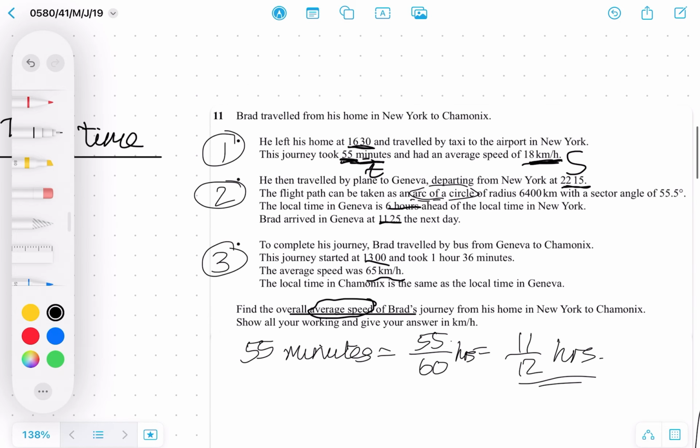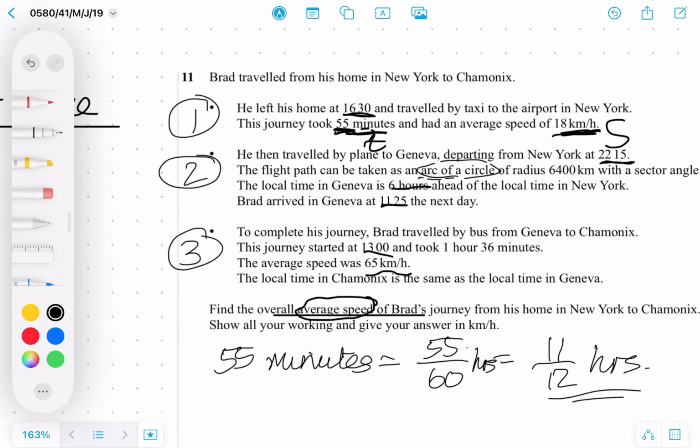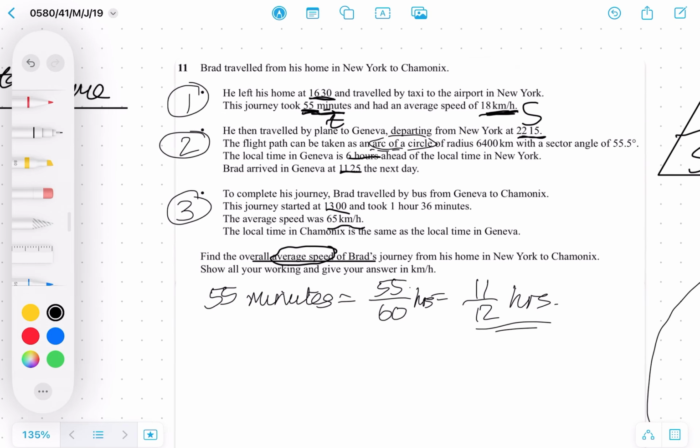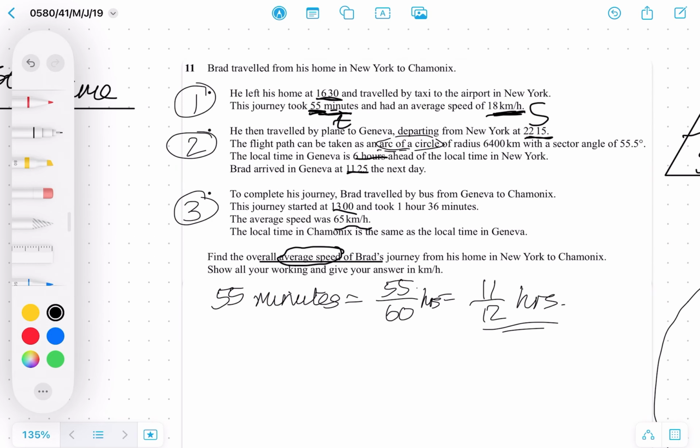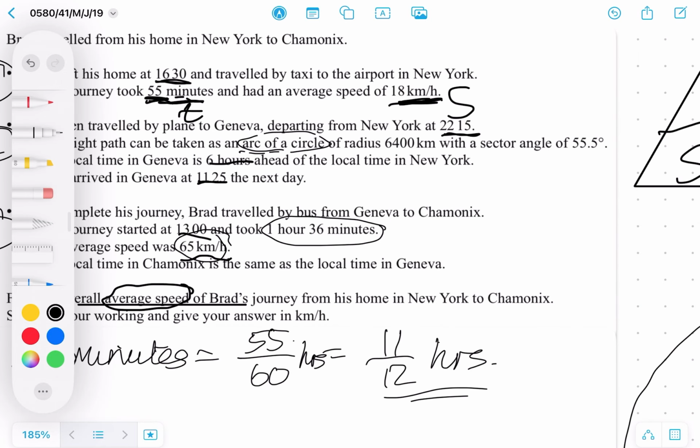And now for the final statement. Now he is traveling. Again, we're given the speed and the time. So it's 1 hour 36 minutes.